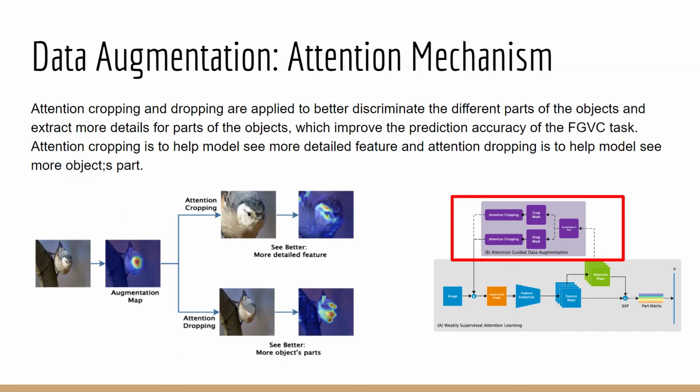The second innovative point is the attention-enhanced data augmentation during training and testing. Random data augmentation can be low efficiency because it may introduce some background noises. However, with attention maps, data can be more efficiently augmented.